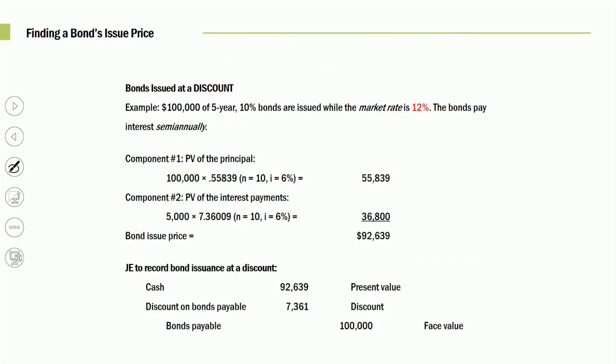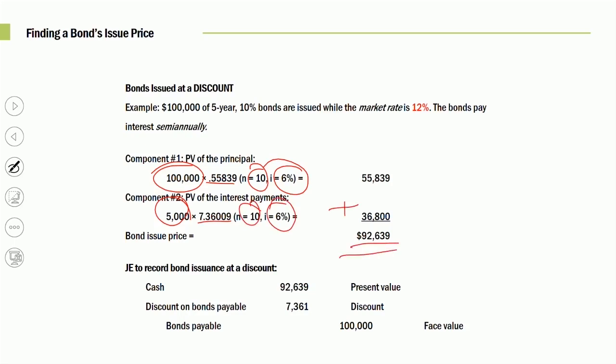Alrighty, so for these bonds issued at a discount, I take the present value of my principal, present value factor of a single cash flow coming in 10 periods, market rate of 6%. Then I'm going to take my coupon payment, $5,000, times the present value factor of an ordinary annuity, $5,000 payment coming at the end of each 6 months over the next 5 years. So that's 10 total payments, market rate of 6%.